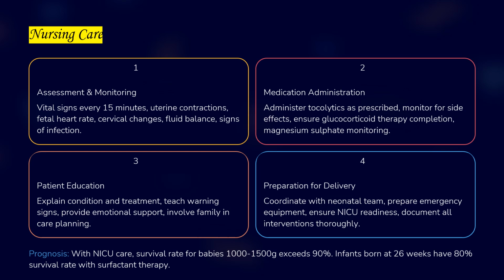Okay, so if a baby is kept in a NICU, the survival rate for a baby of 1 kilo or 1.5 kg exceeds 90%. Okay, so that is why in the earlier slide we talked about that if the mother is in a peripheral facility like a PHC or subcenter, she should be referred to the tertiary care facility. Okay, so an infant born at 26 weeks has an 80% survival chance with surfactant therapy.